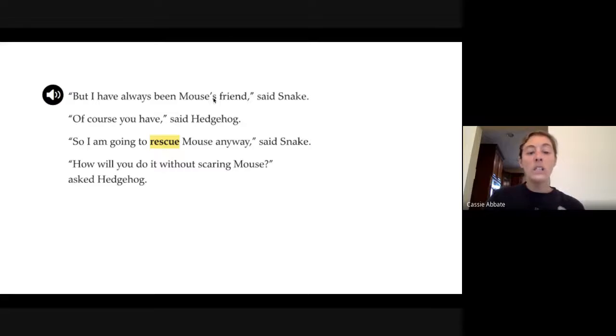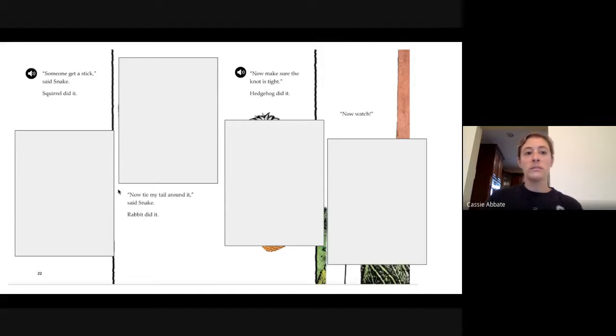But I've always been Mouse's friend, said Snake. Of course you have, said Hedgehog. So I'm going to rescue Mouse anyway, said Snake. How will you do it without scaring Mouse? Asked Hedgehog. Good question. Someone get a stick, said Snake. Squirrel did it. Now tie my tail around it, said Snake. Rabbit did it. Now make sure the knot is tight. Hedgehog did it. Now watch.